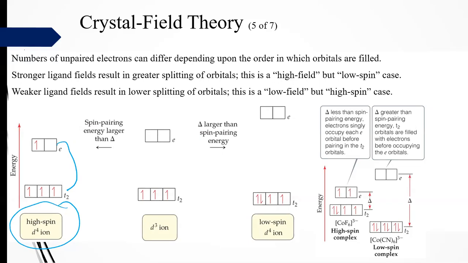Something that has a large gap, so this is a strong field, is going to take on what we call a low spin state. It means that it's going to start pairing up electrons first rather than spreading them out into the upper orbitals, because the amount of energy we have to put in to reach those upper orbitals makes it quite difficult. We would rather double up than move on to that upper level.